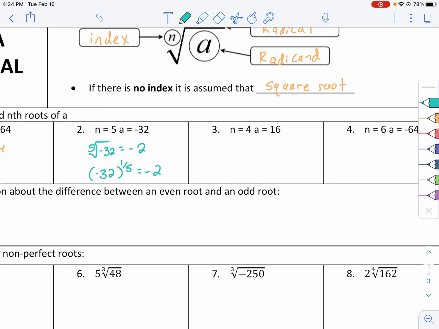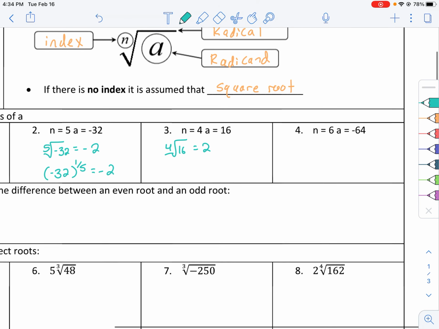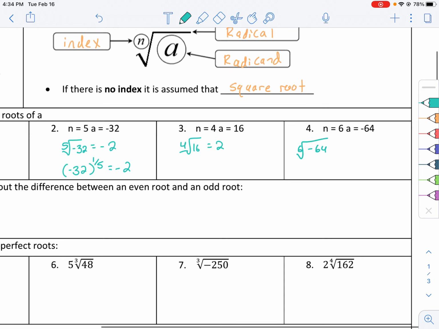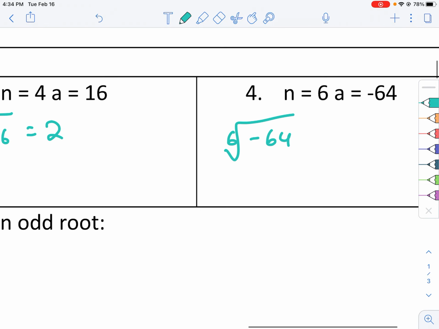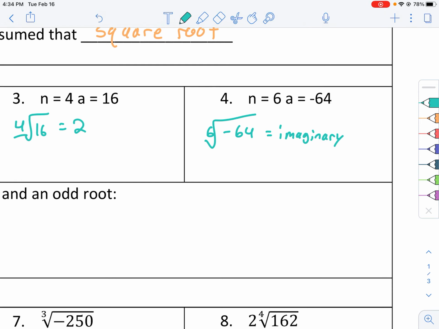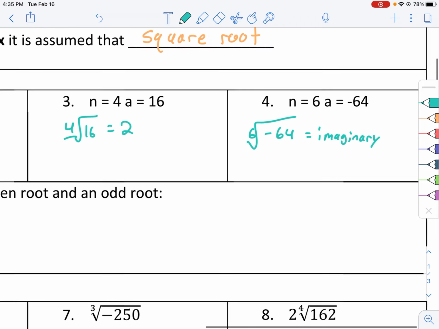This is the 4th root of 16, so we're taking the 4th root of 16. That would also be 2. And then negative 64. This is the 6th root of negative 64. And in this case, if you took a negative to an even root, just like if you took the negative to a square root, it's going to give us some imaginary number. All right. So those are the types of things that are going on when we're looking at this.